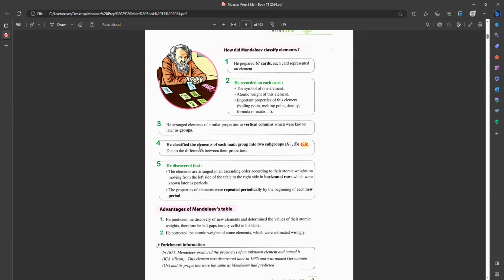And he put the elements according to ascending order, starting from the left to the right. He put the elements in ascending order, from the smallest atomic weight to the largest atomic weight, from the left to the right in a horizontal row, and called them a period.